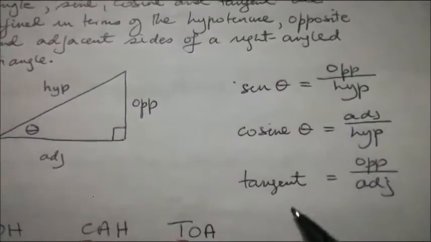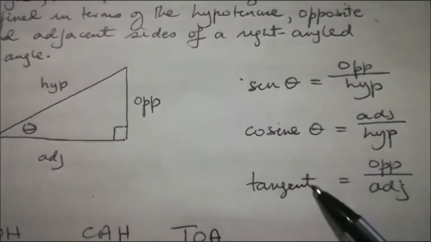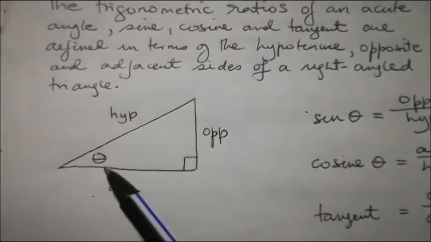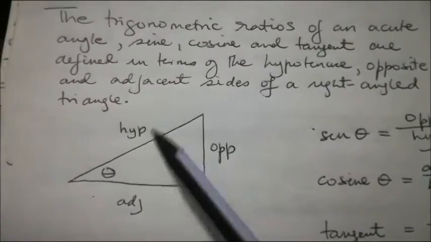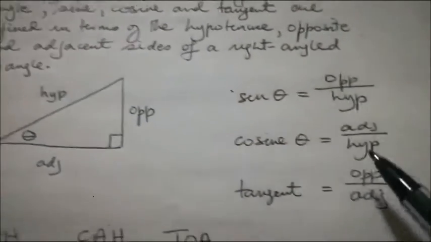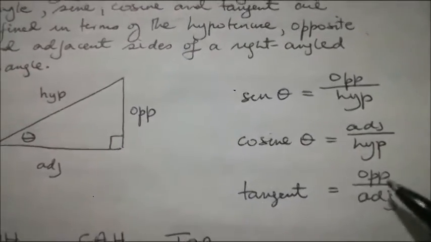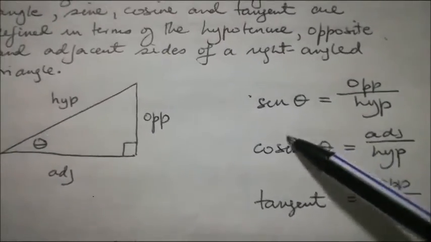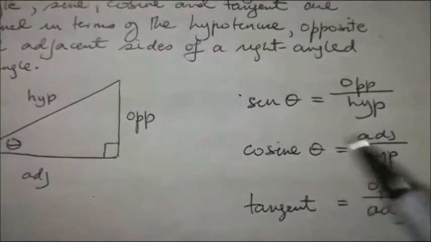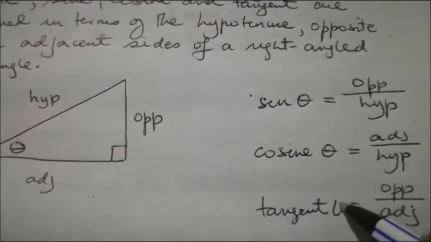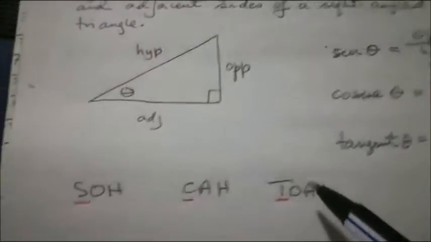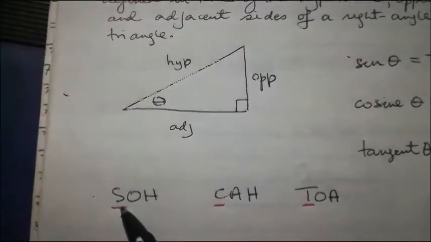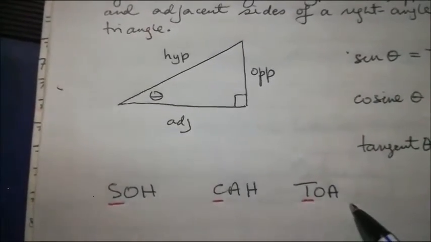So now we have three basic ways to calculate an angle. If the angle is not given, you can use any two sides to calculate the angle. So we have to know, based upon what values are given for the sides, what ratio we're going to use to calculate the angle. So this will be tangent theta.